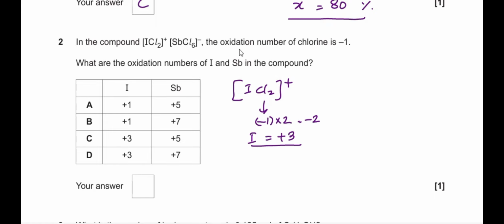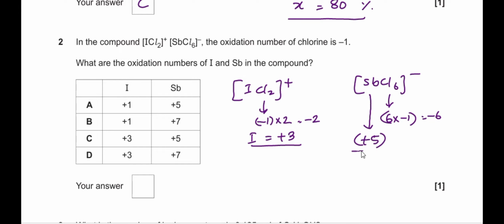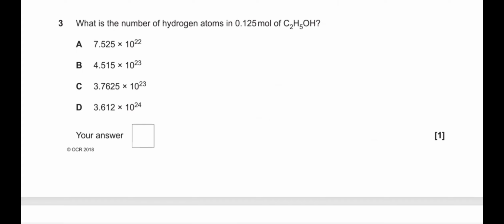And let's look at the anion part. That is SbCl6 resulting in a single minus over there. This Cl6 means 6 times -1 is equal to -6. That has been balanced by Sb, and still there is a minus sign over there, which means Sb should be 1 short of 6, that is +5. Now let's look at the option which gives us +3 and +5. +3 and +5, that is C, correct. So this is C.